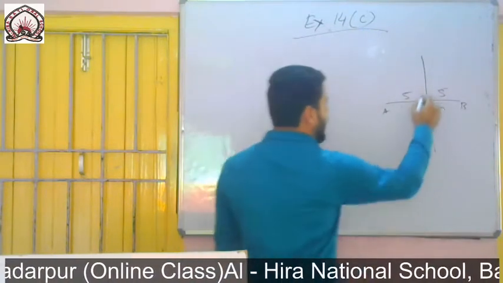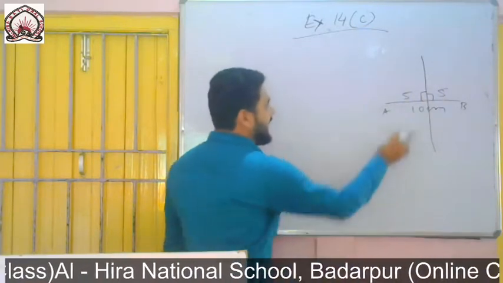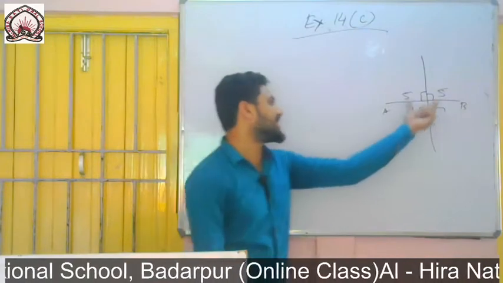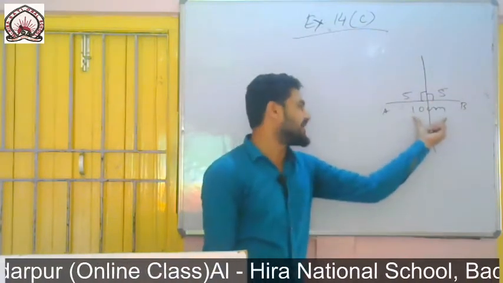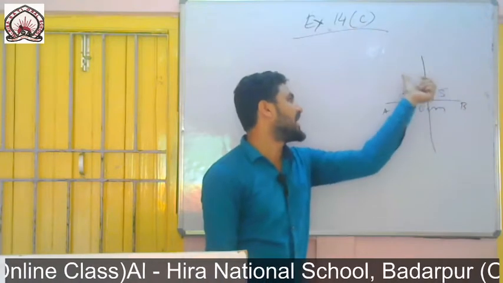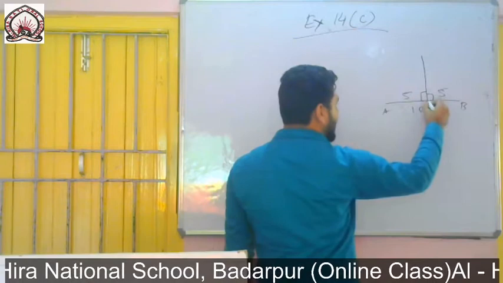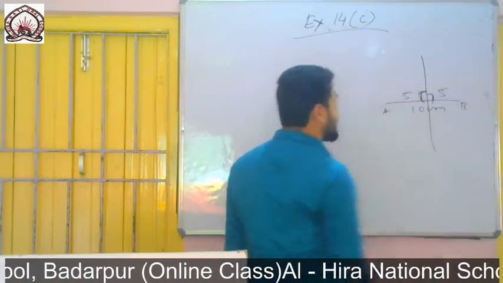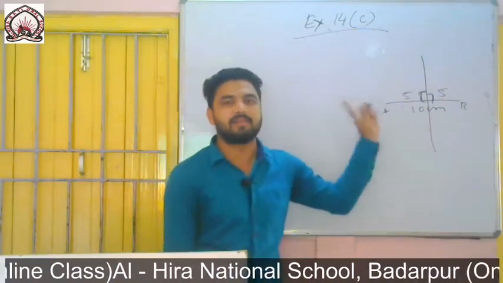Perpendicular means what? 90 degree. That will make 90 degree, and the line segment will be divided into two equal parts. That means 5 centimeter and 5 centimeter, like this. Suppose if I take 10 centimeter, then it will become 5 centimeter and 5 centimeter, and at the point of intersection the angle will be formed, 90 degree. For that reason it has been said perpendicular bisector.